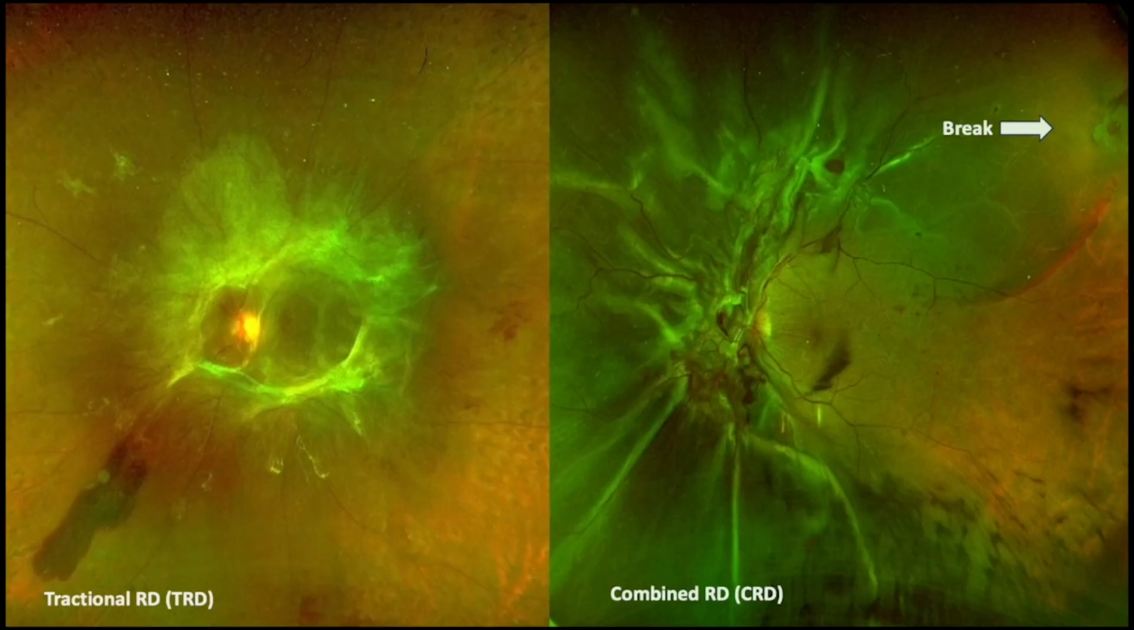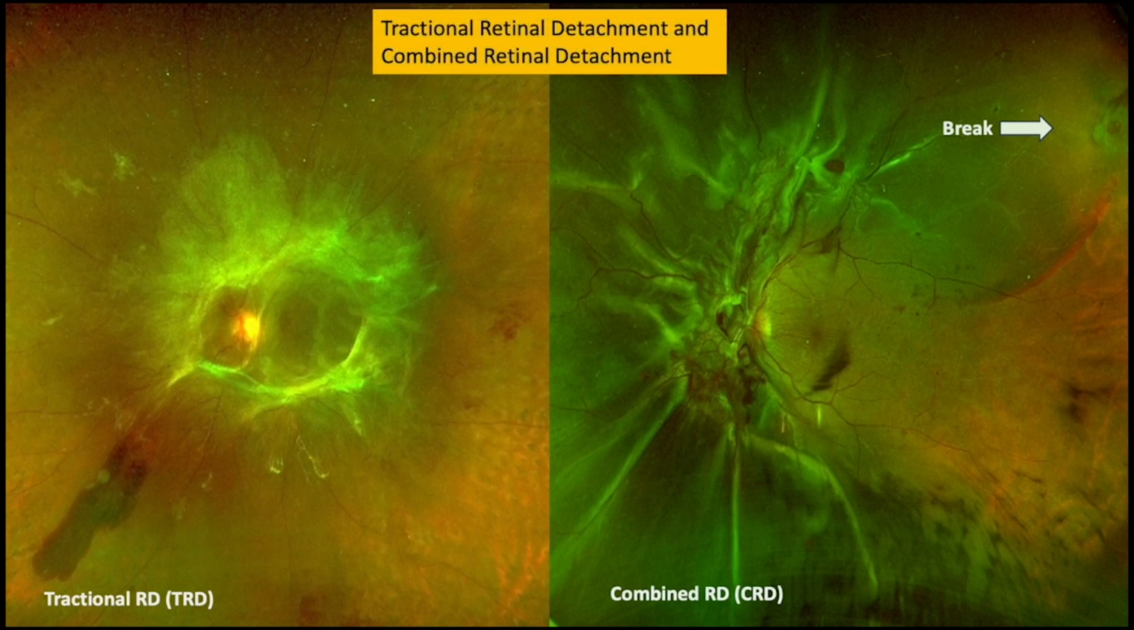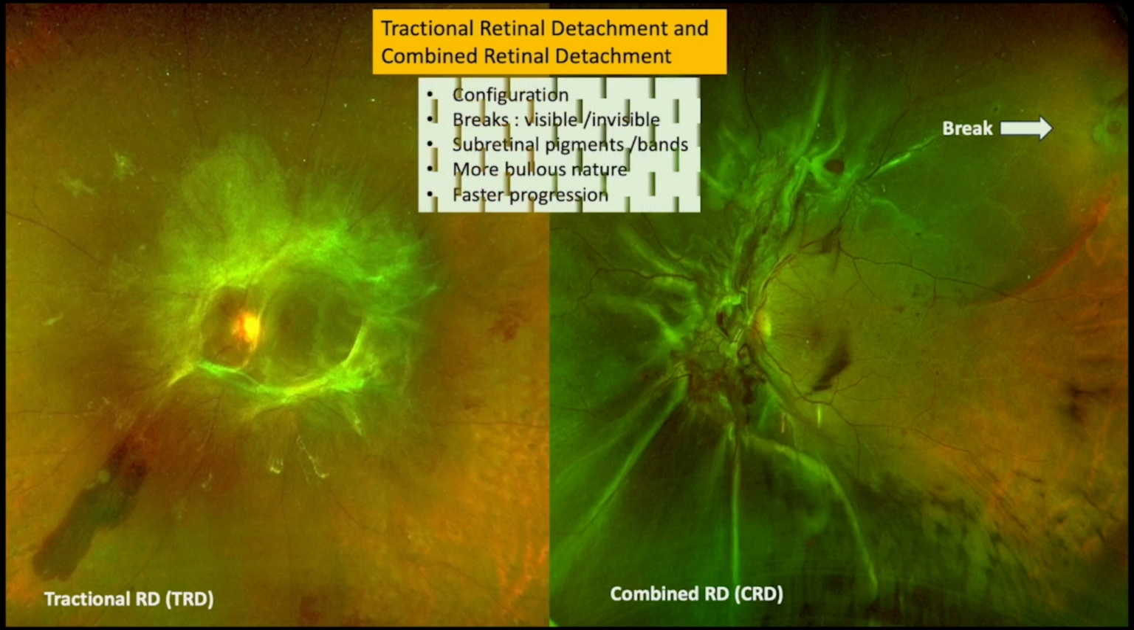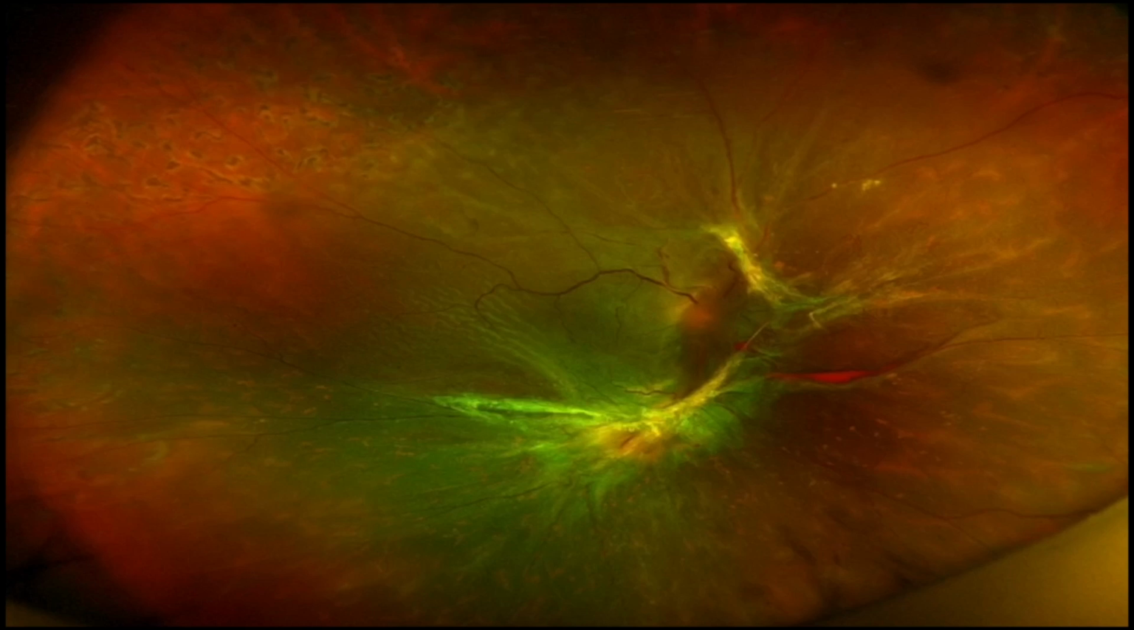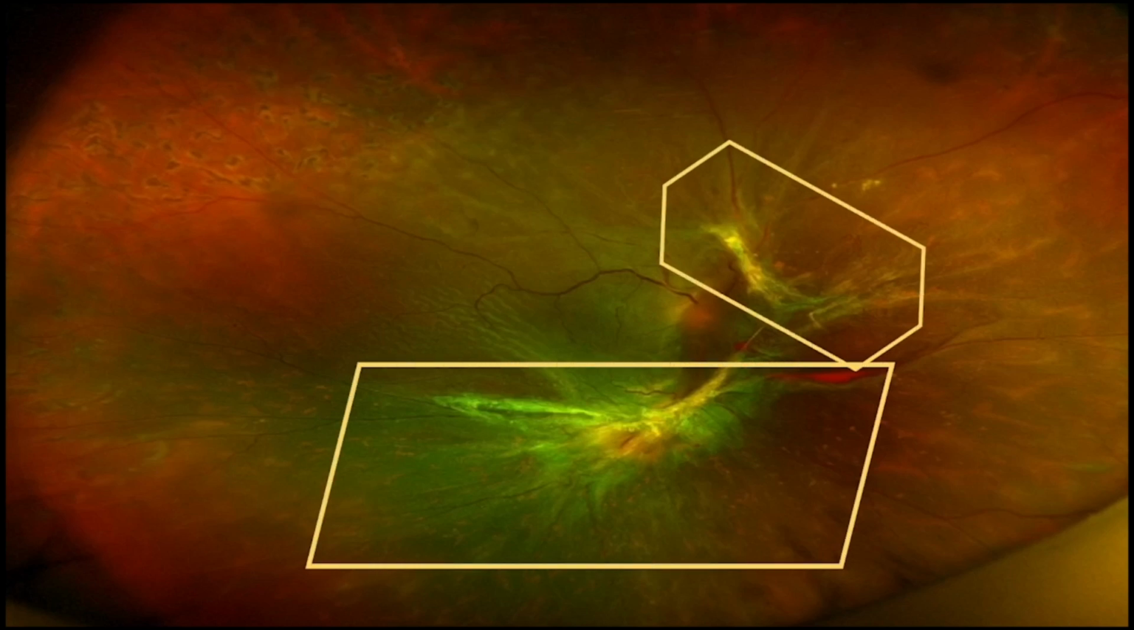Traction and combined retinal detachments are manifestations of advanced PDR, with severe vision-threatening complications needing surgical interventions with varied success rates. The presence of the rhegma in a case of combined RD changes the morphological aspect. The progression gets faster with pigment dispersion and other features of PVR. The configuration of a CRD is more bullous than a TRD.